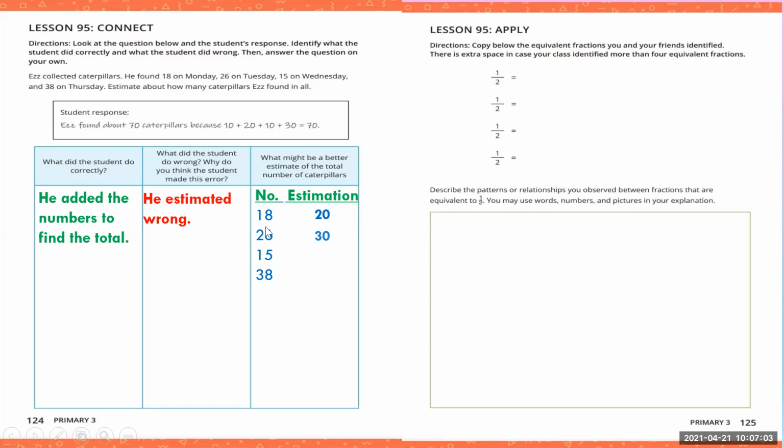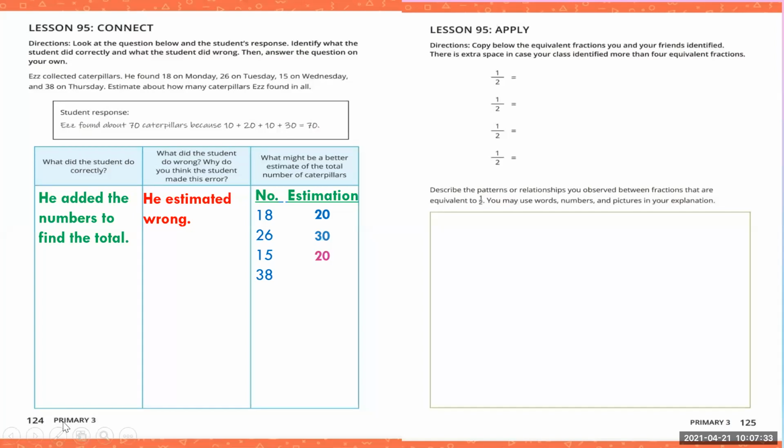15. This neighbor, 5 or more? Yes, it's 5. So we will go to the bigger door, which is 20. 38. The neighbor is 8. Is it 5 or more? Yes. So we will go to the bigger door, which is 40.